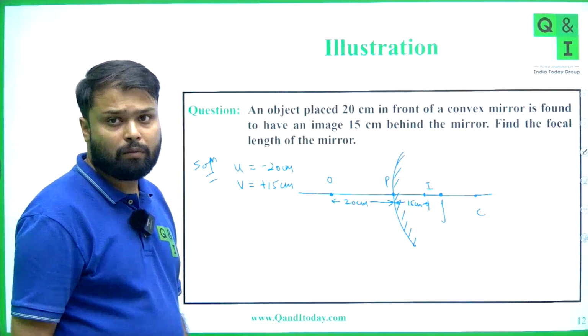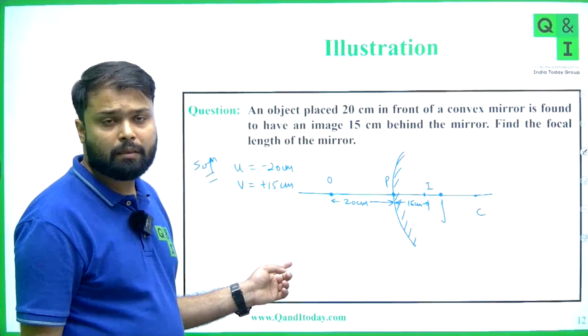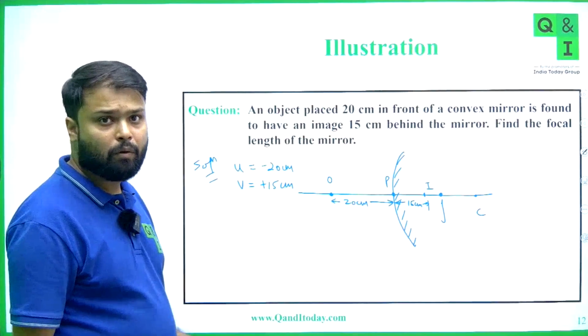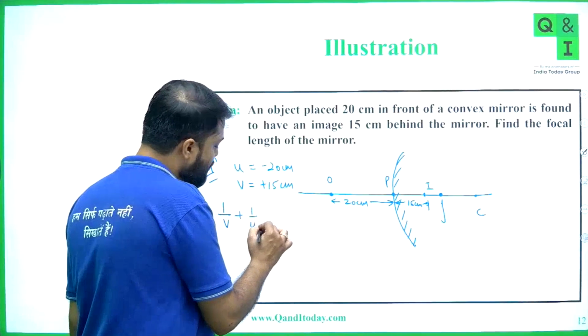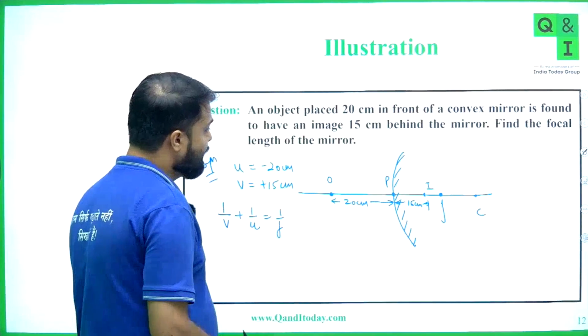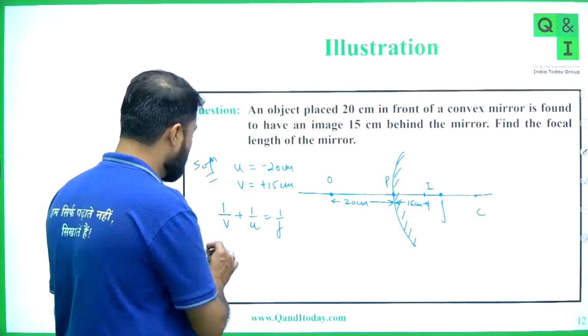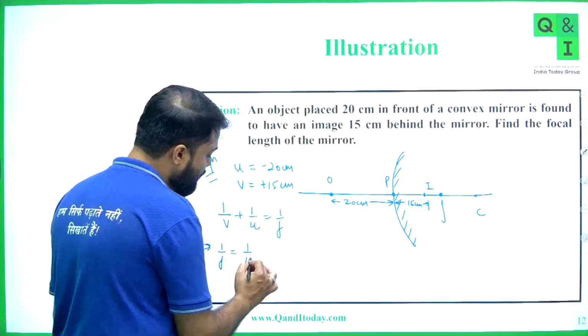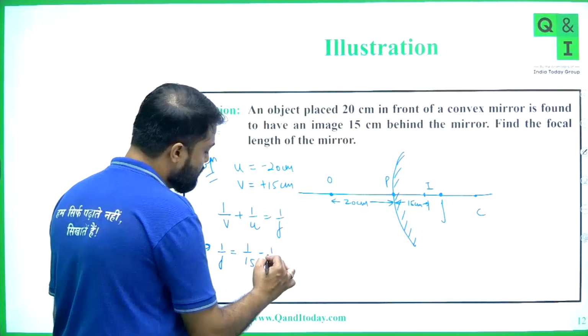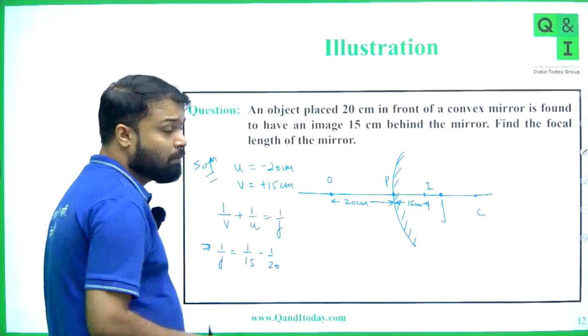Anyone having doubt? Okay. So now again use the mirror formula that 1 by v plus 1 by u is equal to 1 by f. Here we have to find the focal length. So we can say that 1 by f is equal to 1 by v, which is 1 by 15, plus 1 by u, that is minus 1 by 20, because u is minus 20 here.